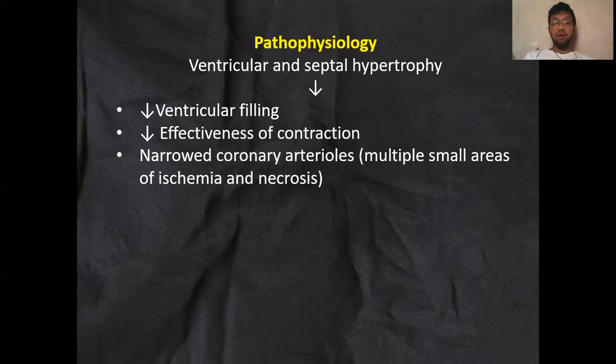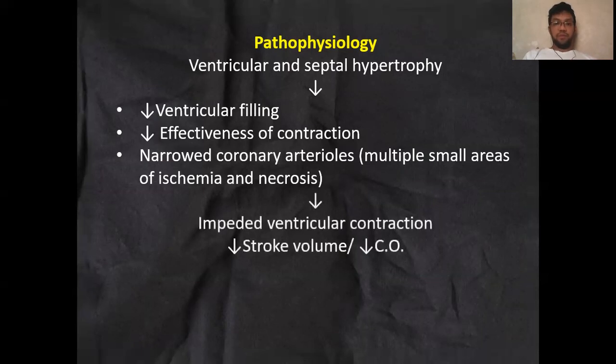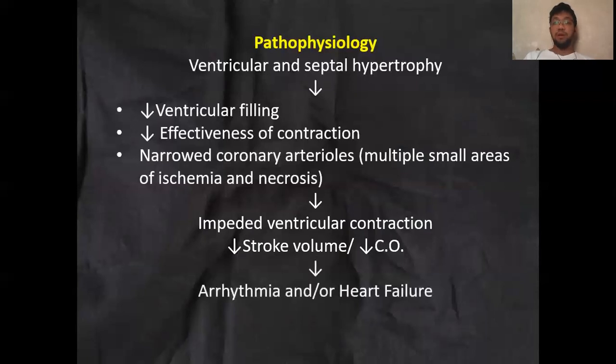And there are also narrowed coronary arterioles, so there are multiple small areas of ischemia and necrosis. This happens if there is narrowing of the coronary arterioles; it will only feed a small amount of blood to the myocardium. So there's impeded ventricular contraction, leading, same as the previous pathophysiology, to decreased stroke volume and cardiac output. If that happens, arrhythmia is going to occur and/or heart failure. So again, the end result of this is heart failure.